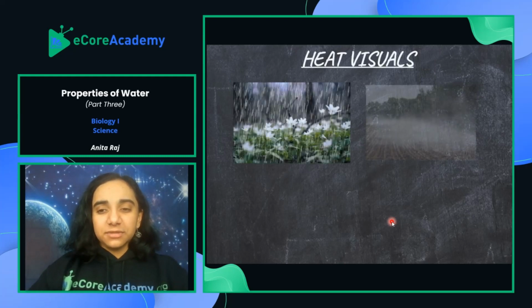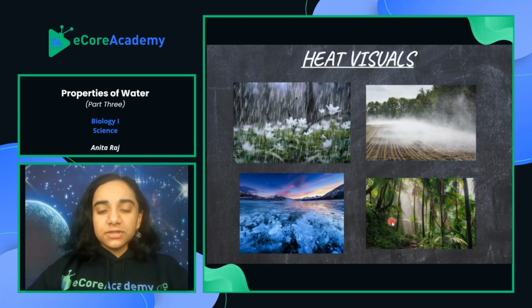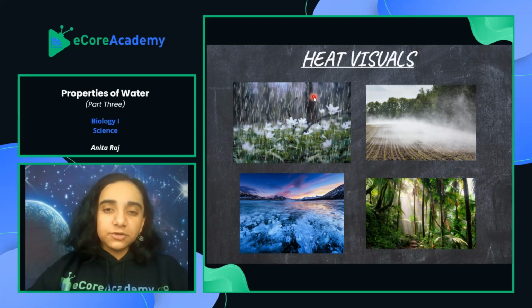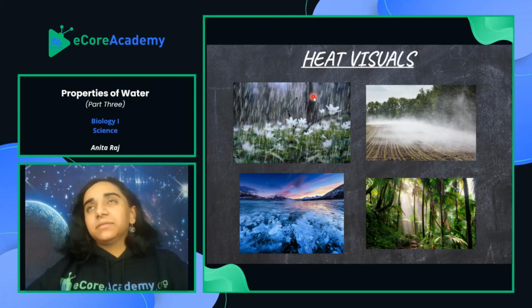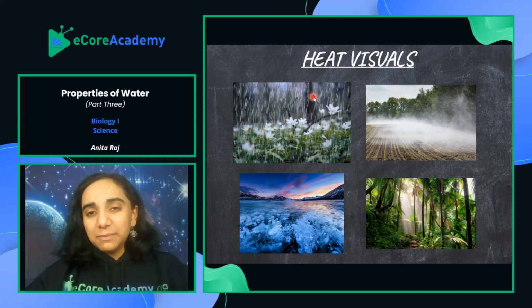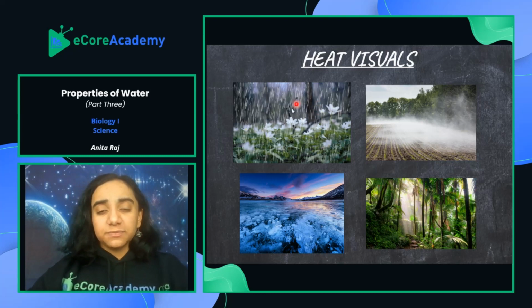Okay, so let's look at some heat visuals. This up here is where it's raining. I'm just quickly going to run through these. Rain comes from the cloud. Remember, the water molecules in water vapor are going to condense and become liquid water, and they're going to fall to the earth as precipitation in the form of rain.